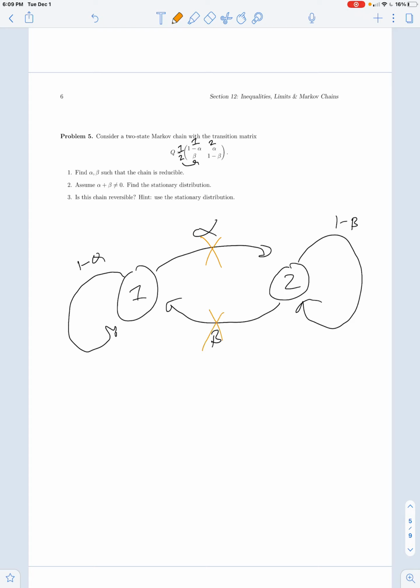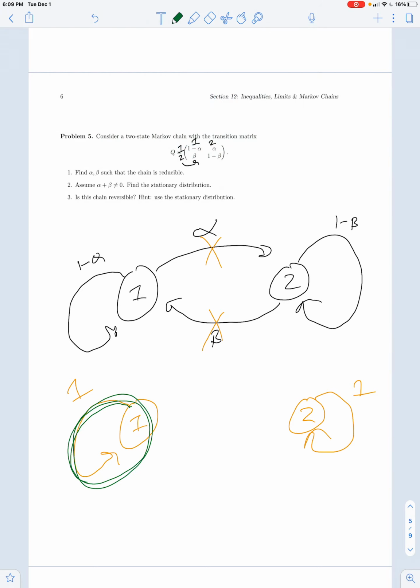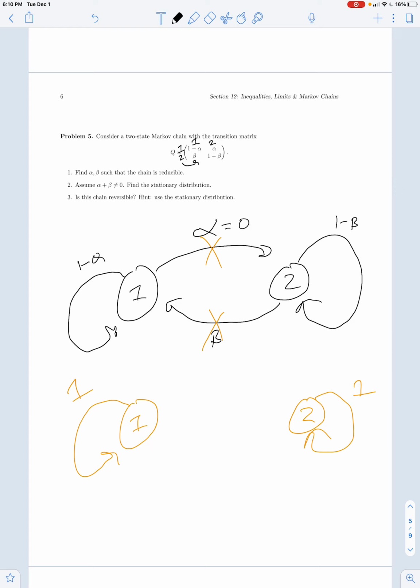If you break these links, then what you're going to have is 1 and 2, and it goes here with probability 1, and it goes here with probability 1. That means that once you're at 1, you just keep going back to 1, and there's no way that you can get to 2 in a finite number of steps. And vice versa, if you're at 2, you just keep going in a circle at 2, and there's no way for you to get to 1 in a finite number of steps. So one way to solve this problem is to set alpha equal to 0 and beta equal to 0, because that essentially breaks these links.